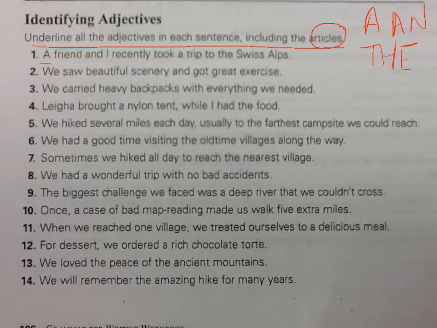Since we're including the articles, we need to underline a because it's modifying this word friend. Which friend? A friend. Another one, here we go. A, that's an article, always an adjective, and it's modifying trip. And then finally, the, also an article, is modifying Alps. And here we have our first proper adjective, Swiss. Swiss is modifying the Alps. What type of Alps are they? They are the Swiss Alps.